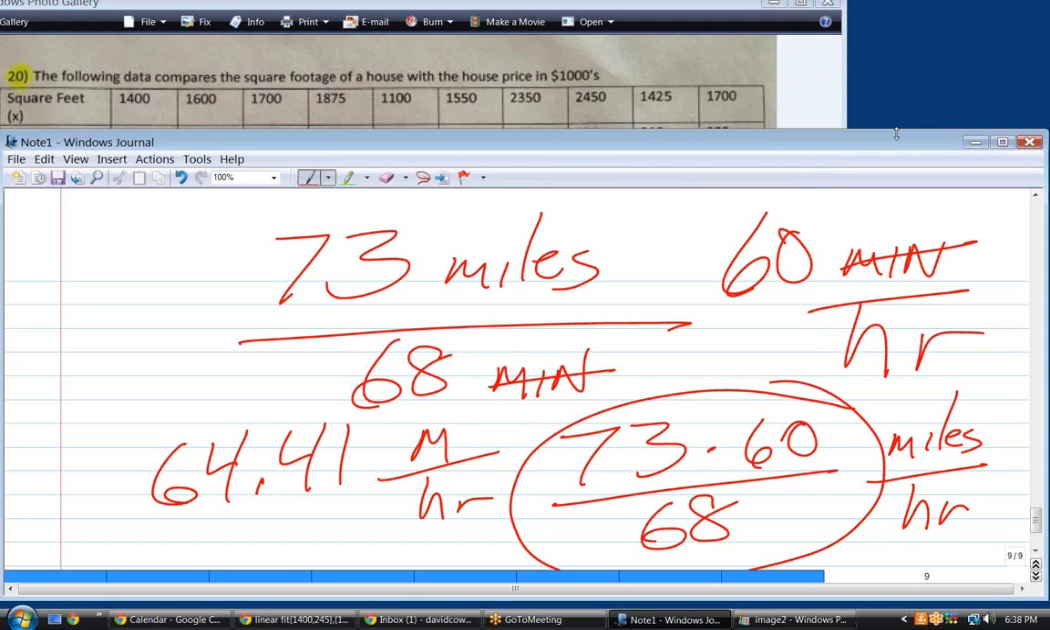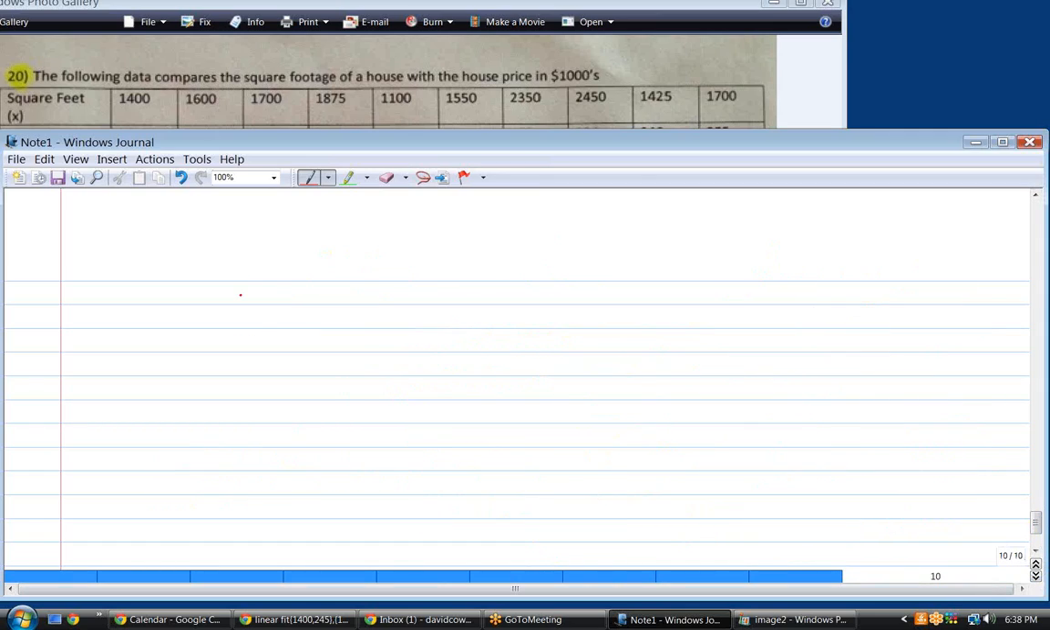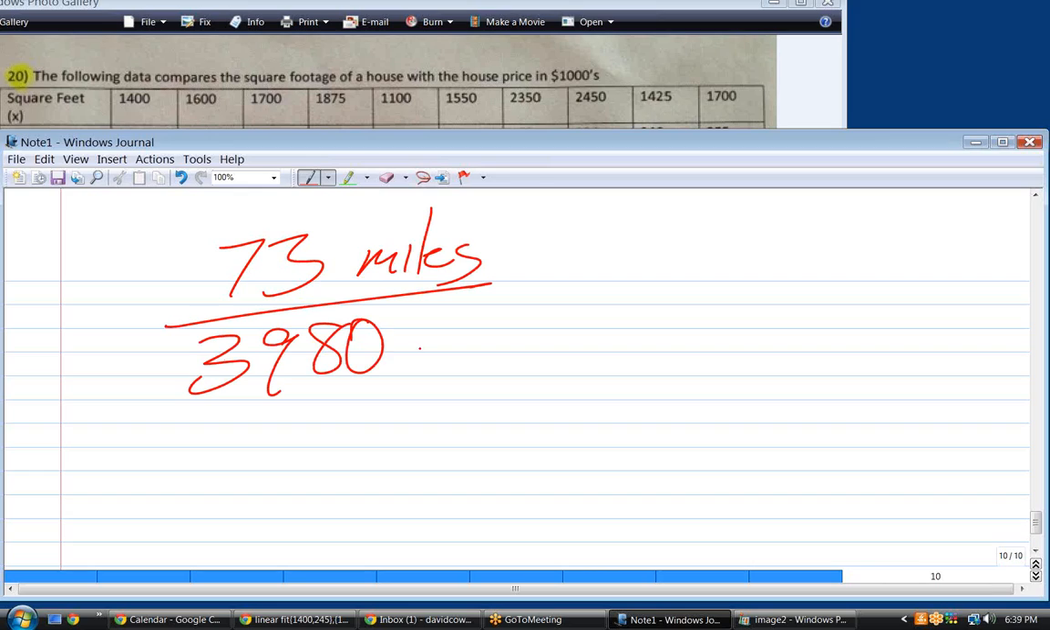In other words, whenever you're doing a units conversion, sometimes they might give this to you in seconds. In other words, they would say 73 miles per 3980 seconds. Let's go through that. They're not ever going to give this to you like this, but let's say they did. How do we convert that to miles per hour?